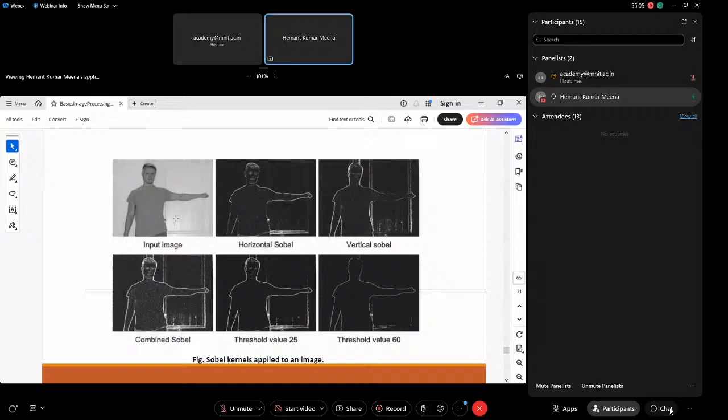So the input image is this one. When you apply the horizontal Sobel, you are able to note down the shape of the face of this person. When you apply the vertical Sobel, the information which changes vertically is more salient here. Combined Sobel, again see here the threshold value is 25. Here you are also varying the threshold value. What do you want to convey? It is not some fixed rule. You need to apply it and then you see.